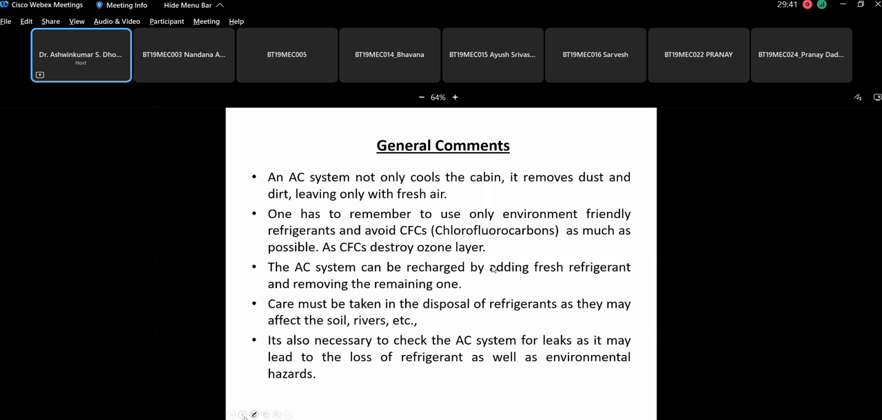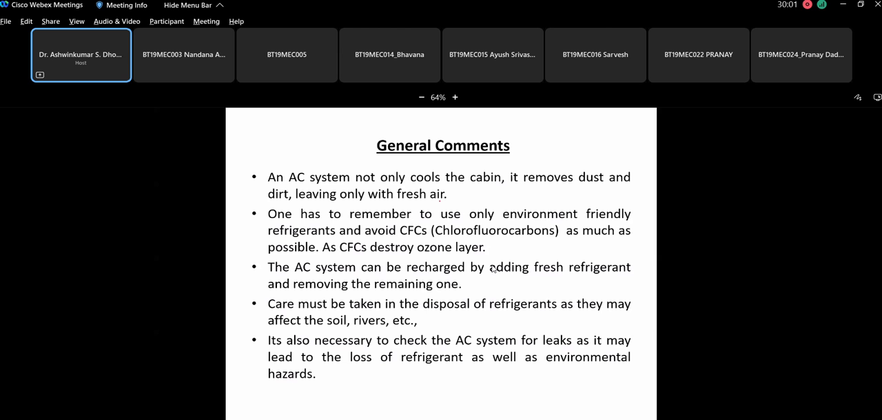Okay. Now general comments. So please, in 2 minutes I will read this. An AC system not only cools the cabin, it removes the dust and dirt, leaving only fresh air. That means whatever air is coming from the atmosphere has to be filtered. There are certain air filters which are also used that we are going to see.